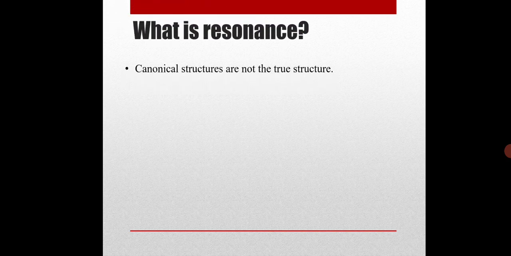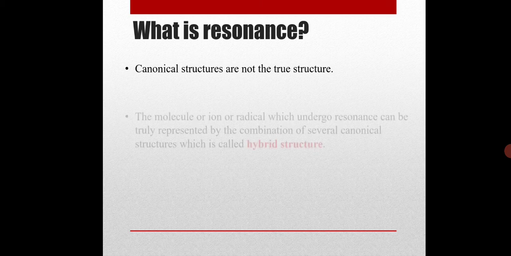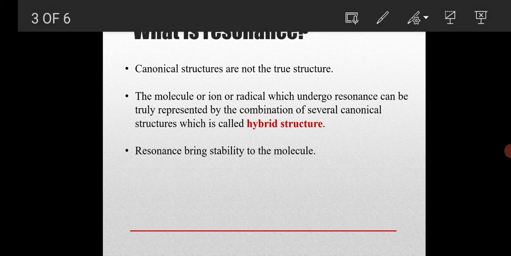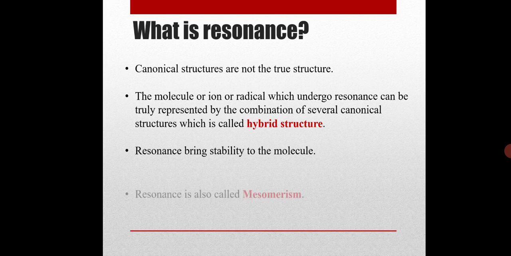Canonical structures are not the true structure. The molecule or ion or radical which undergoes resonance can be truly represented by the combination of several canonical structures, which is called the hybrid structure. Remember, resonance brings stability to the molecule. Resonance is also called mesomerism.